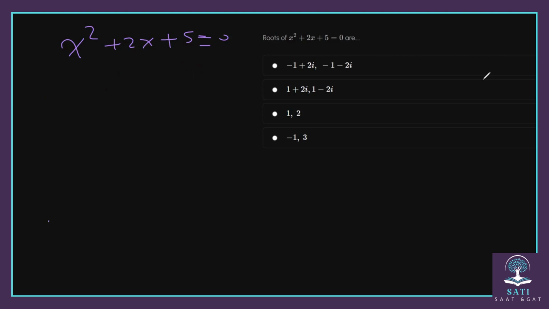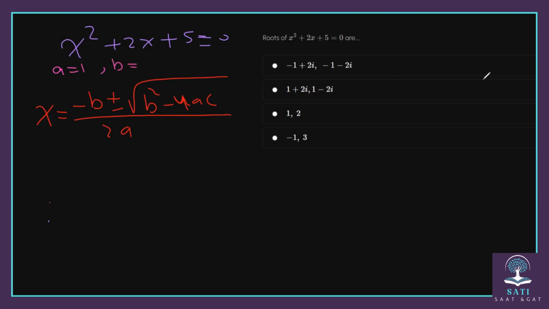I solve it by the quadratic formula, which is x equals negative b plus or minus square root of b squared minus 4ac, over 2a. This formula you memorize, by the way. Now, what is a and what is b? The coefficient of x squared is called a. So a is 1, but we didn't write it. What is b? b is the coefficient of x.